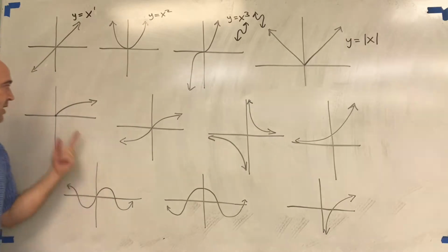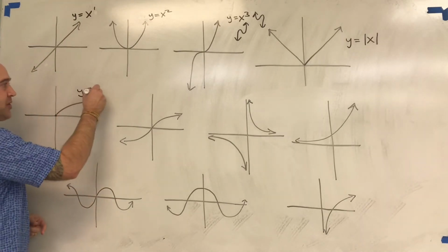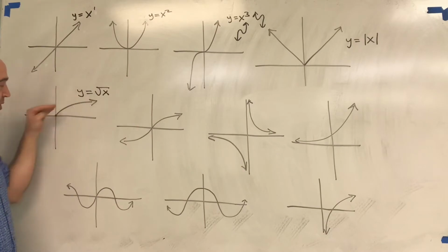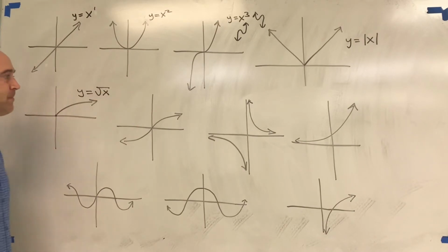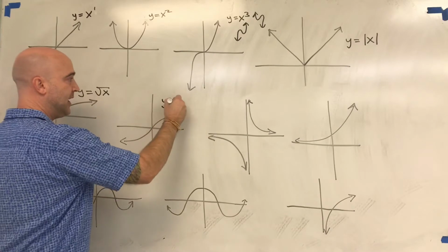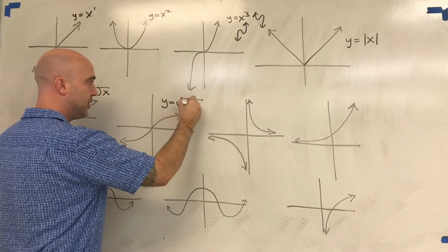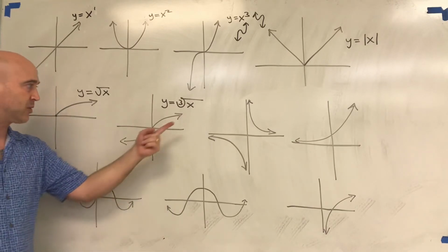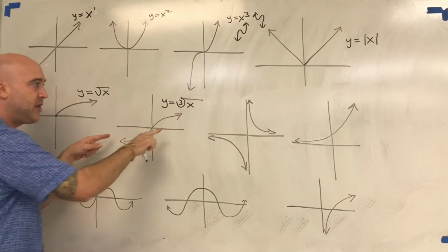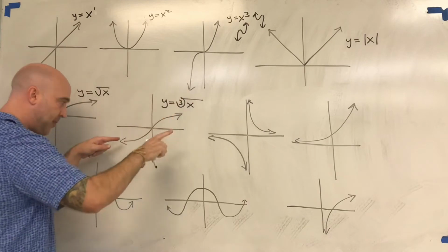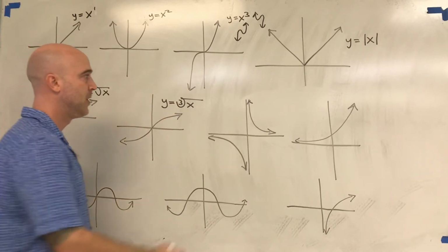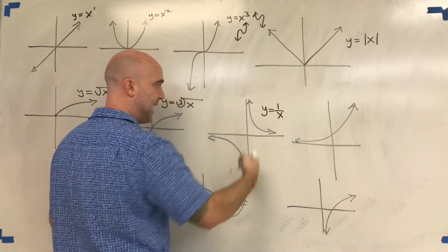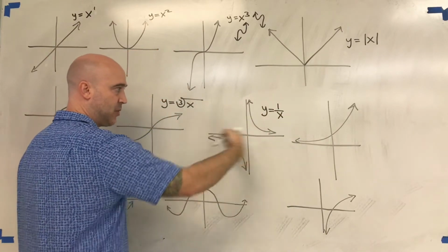The next one is y equals the square root of x. The square root of x grows really slowly, and goes on forever. This one right here is y equals the cube root of x. The cube root goes in that crux of the root or radical sign. It goes on forever. Even though it doesn't look like it, it does go up and down forever too. This one right here is y equals 1 over x. It has the asymptotes on the x and y axes.